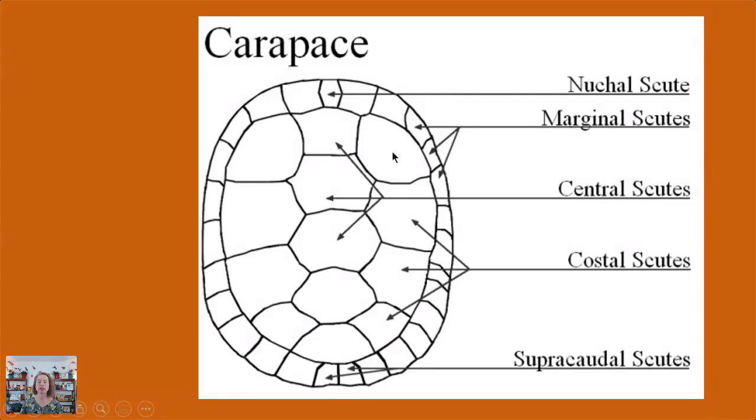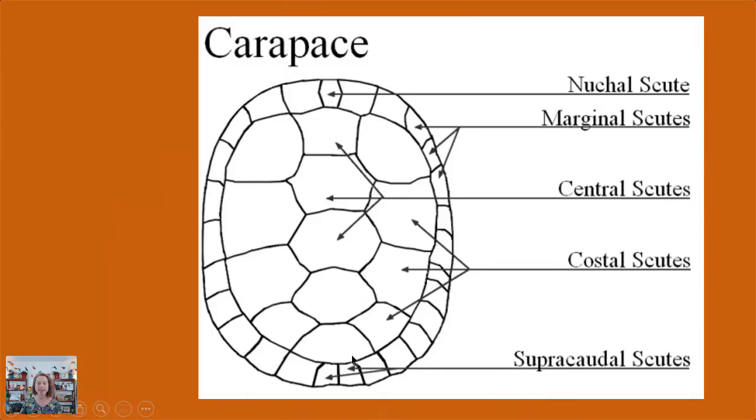And in this picture, there's 1, 2, 3, 4, but there can be different numbers of them. And then surrounding on the edges are what's called marginal scutes. And there's usually 12 of those. And then there's one in the front of the neck called a nuchal scute.